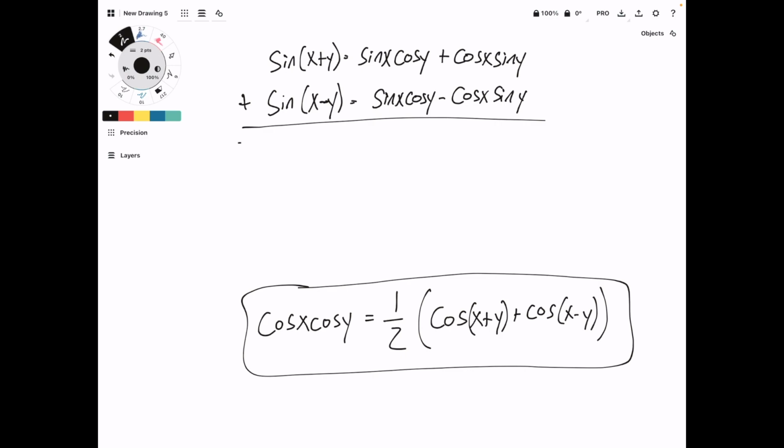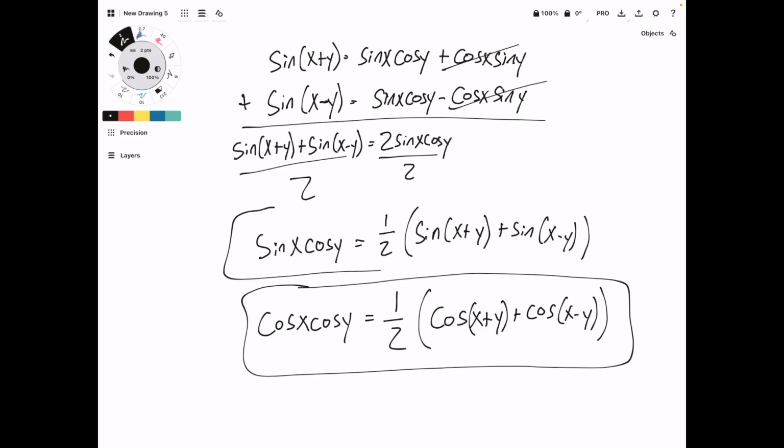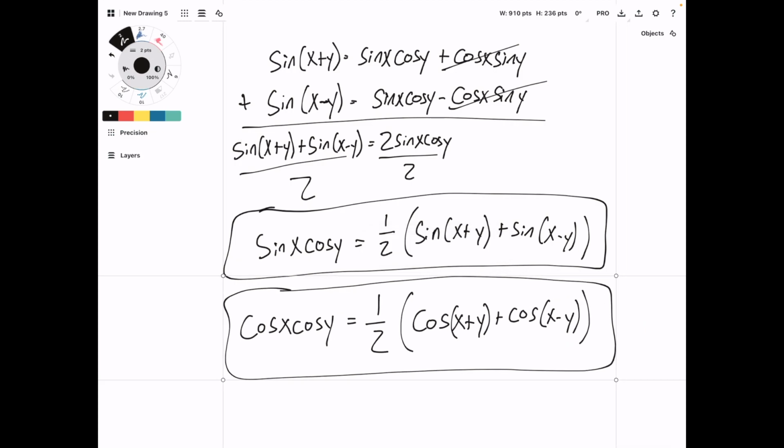In this case, I'll just add these quick. Sine of x plus y plus sine of x minus y equals 2 sine x cosine y. These parts cancel. I can divide by 2 on each side, and we'll get another formula, which is equal to 1/2 sine of x plus y plus sine of x minus y. I'm not going to repeat the process for the other 2, but you can see how the steps are the same no matter what you're doing.